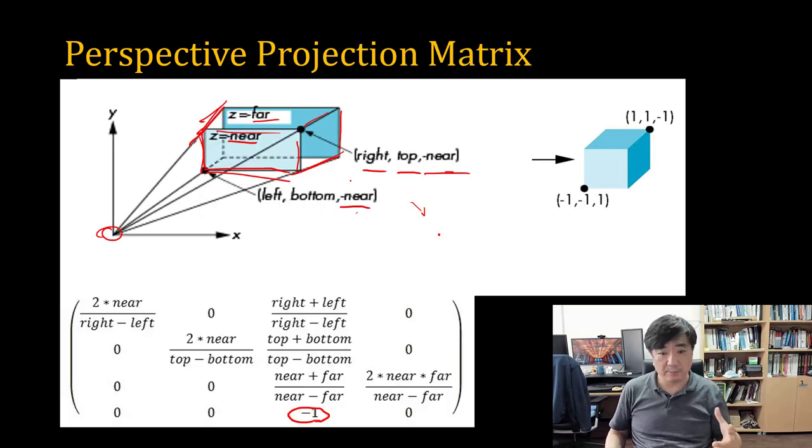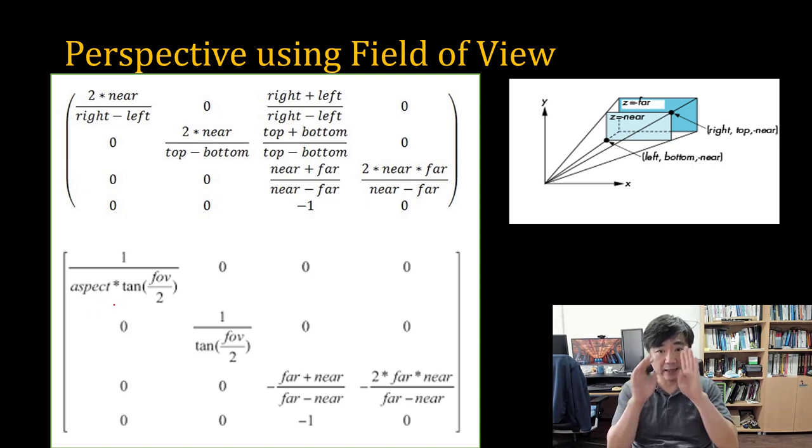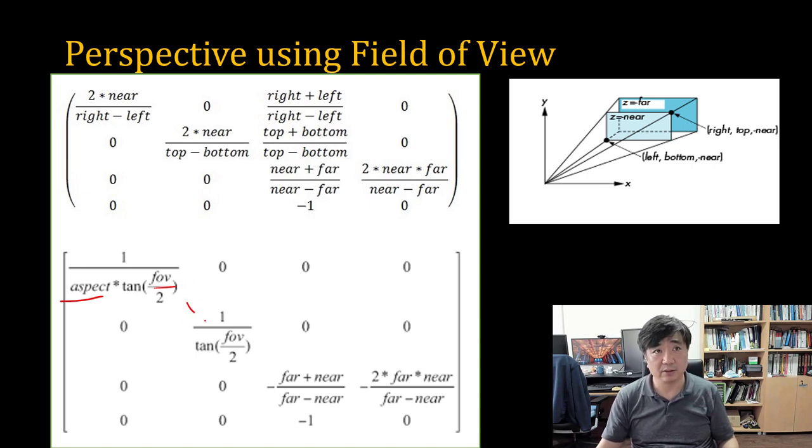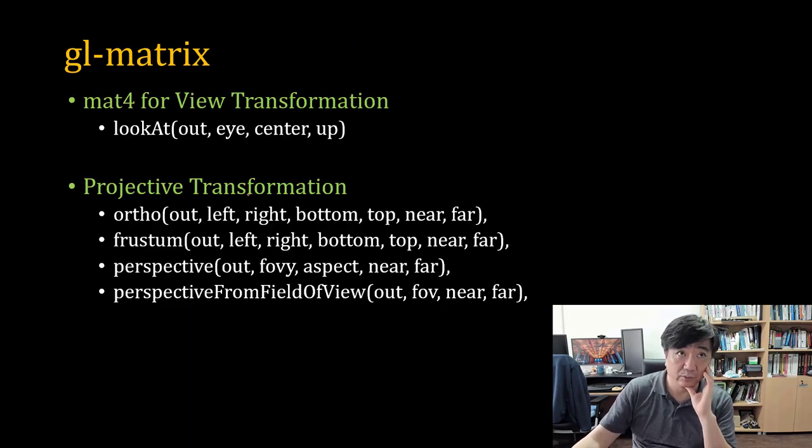If we can precisely find the viewing frustum, it is possible to use this equation, but sometimes it's not easy. So we can use a simplified form. We can use field of view and aspect ratio. If we have an aspect ratio and the field of view value, then we can calculate the same thing with this equation. So it is much simpler. Then how can we use it? Yeah, we will use the geometrics.